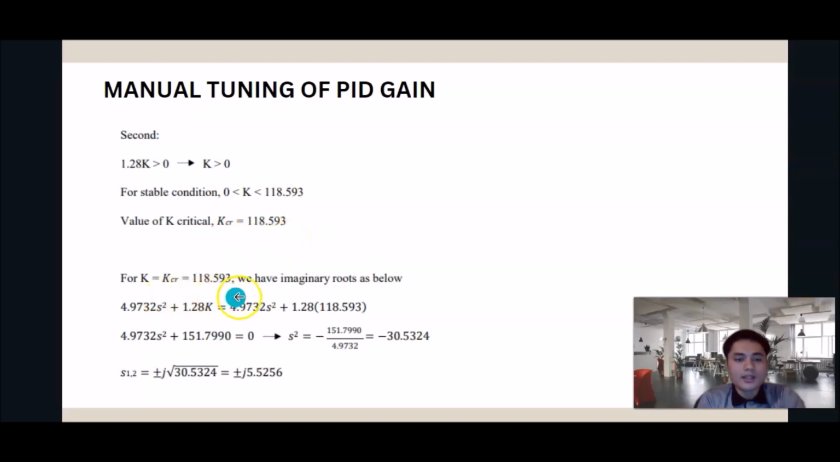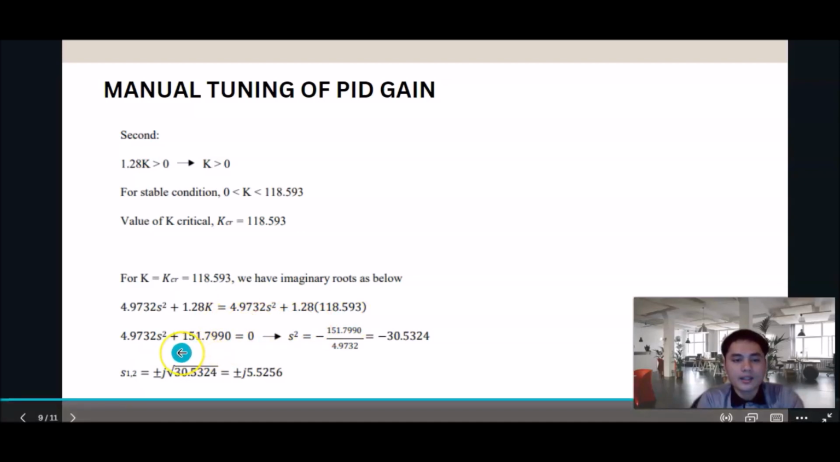So for K critical, we have imaginary roots as below. We take the value of 4.9732 s to the power of 2 plus 1.28K. So when we have the value of K critical, we put it in this formula, and then we will get 4.9732 s to the power of 2 plus 151.7990 equals to 0.